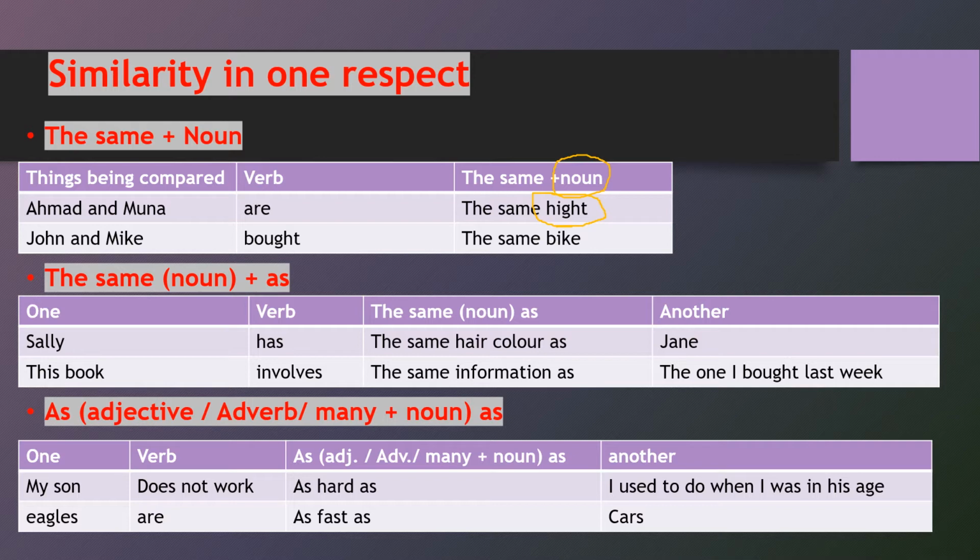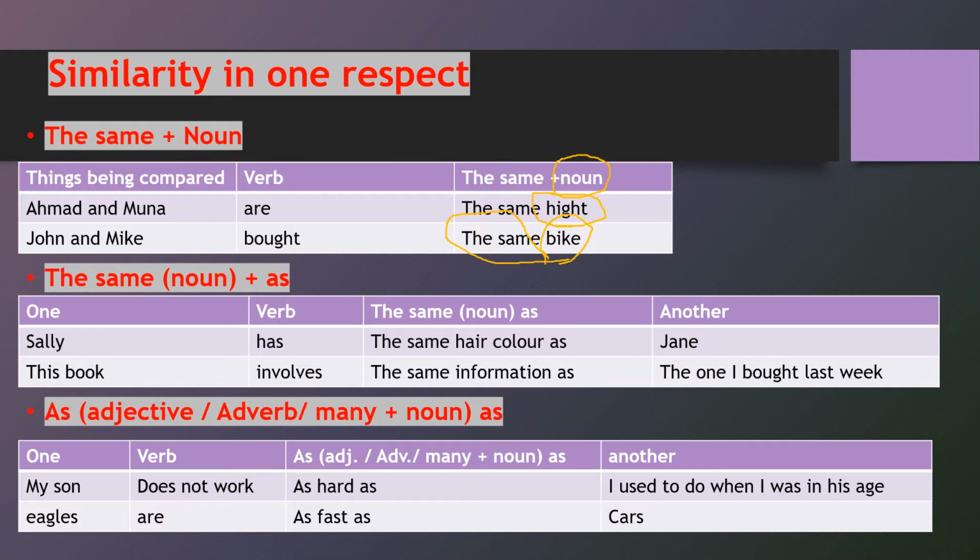John and Mike, the two things compared, bought, my main verb, the same bike. My tool, "the same", and I have the noun "bike". Fine. The next tool, look at the first tool, "the same", followed by a noun.